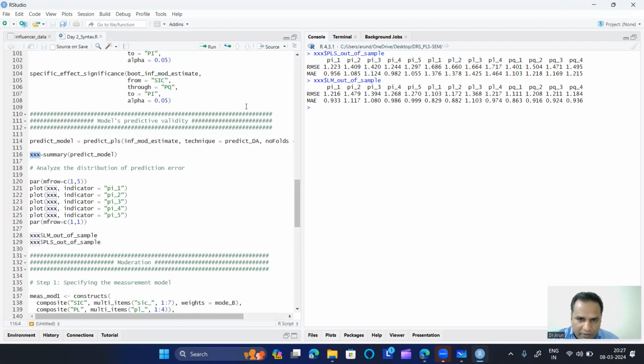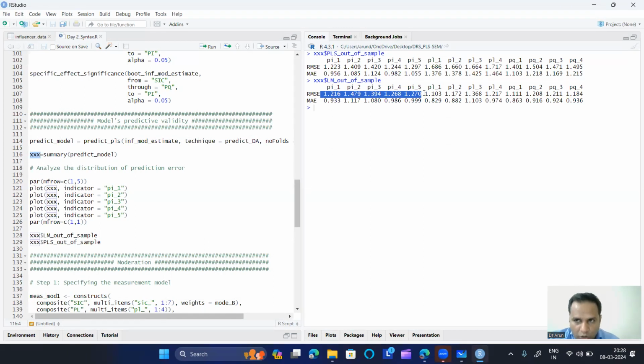Now compare. Focus on the RMSE. Focus on these 5. Don't forget about P1, P2. Forget about the first 5. Compare the P1 RMSE with the LM out of sample. The first is 1.223 and this is 1.216. Which one is greater? Actually, this should be smaller. If all the items of purchase intention of PLS out of sample are smaller than this, we say our model has high prediction power.